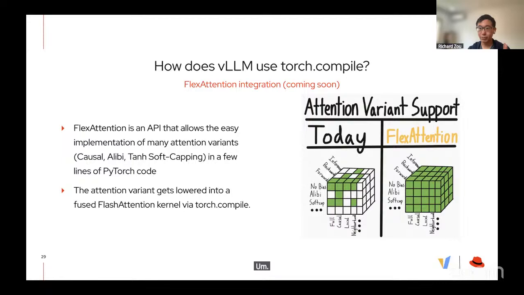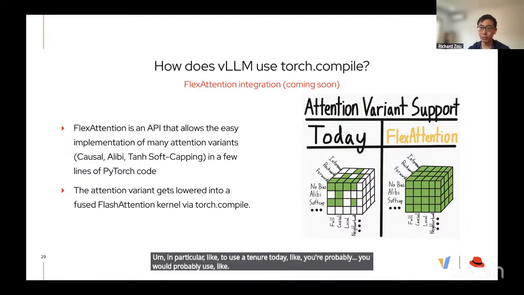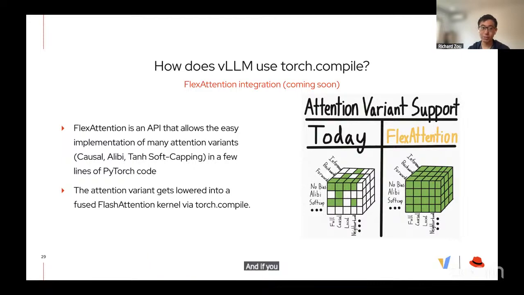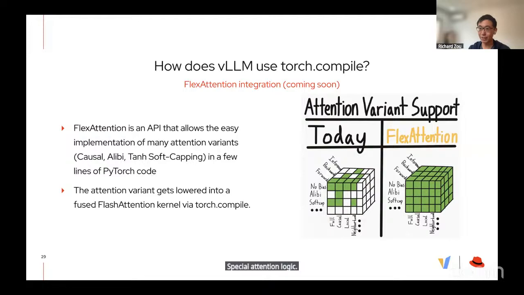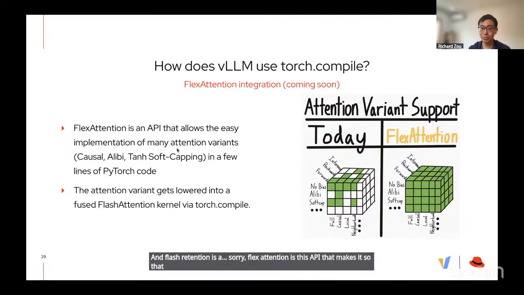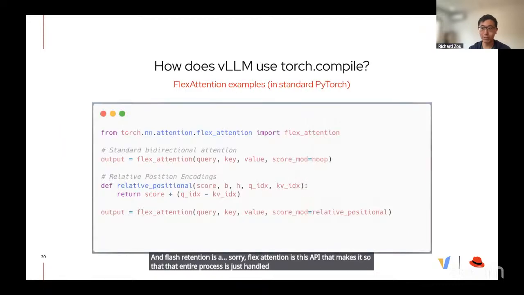In particular, to use attention today, you would probably use a flash attention kernel, or some low level attention kernel. And if you want to customize this attention kernel by adding things like an alibi bias, you need to copy paste the whole kernel, tweak it to have your special attention logic, and then compile it, or just use Triton to actually run it. And flex attention is this API that makes it so that that entire process is just handled by the compiler.